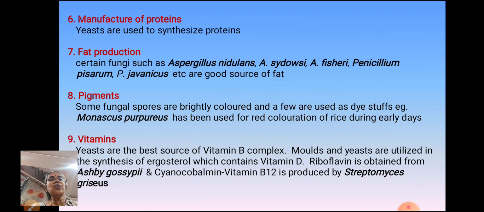Yeasts are the best source of vitamin B complex. Molds and yeasts are utilized in the synthesis of ergosterol, which contains vitamin D. Riboflavin is obtained from Ashbya gossypii and cyanocobalamin is produced from Streptomyces griseus.